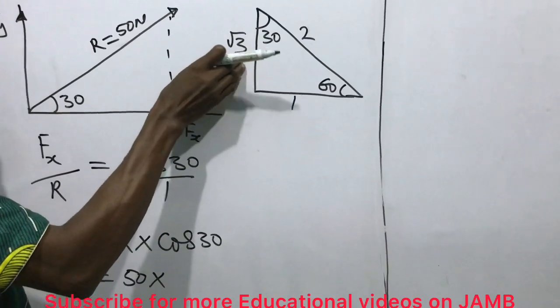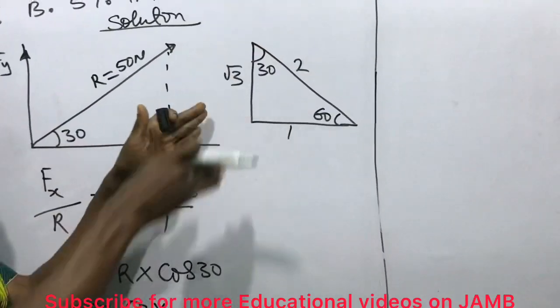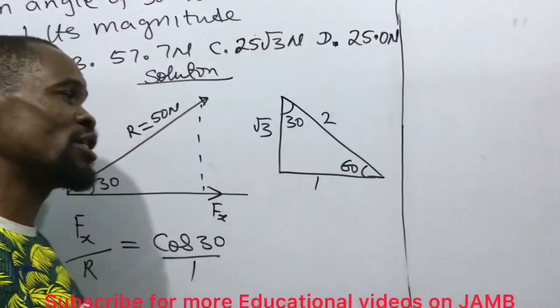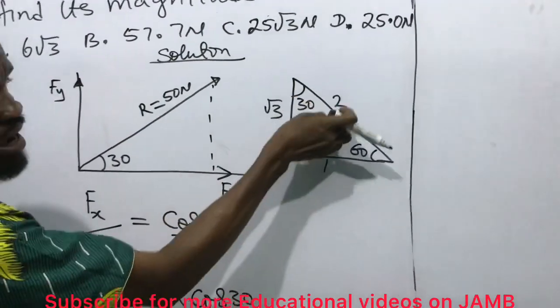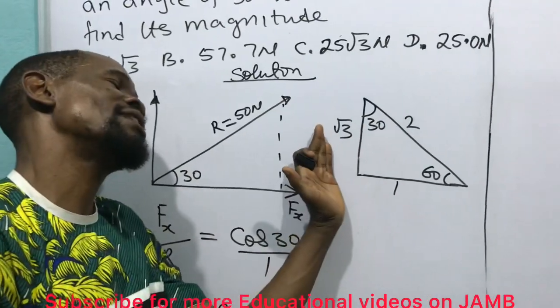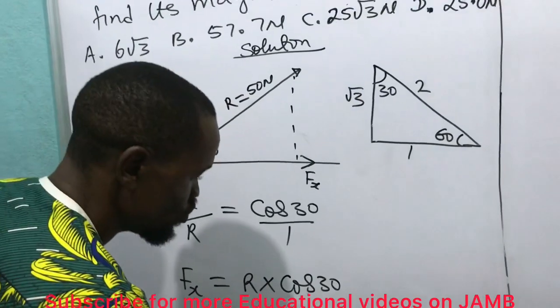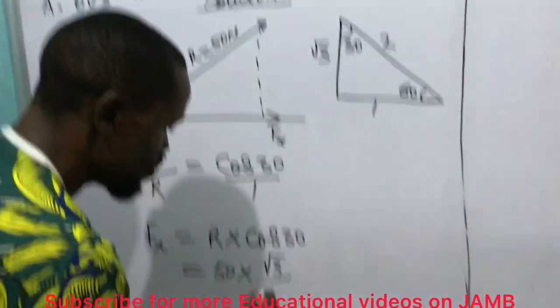Cos 30 is the adjacent. Look at the adjacent, the side the angle is sitting on. Cos 30 is adjacent over hypotenuse. Look at where the 30 is sitting. Adjacent over hypotenuse will give me root 3 over 2.